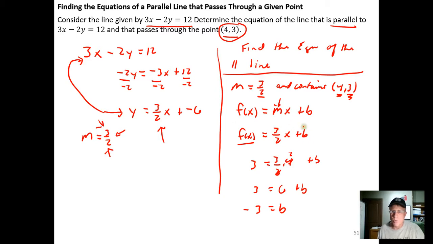Then we update our equation. Here it had the slope, but we didn't know the y-intercept. Now I know both the slope and the y-intercept, so we know that f of x equals 3 halves of x plus negative 3, or 3 halves of x minus 3, is a line that is parallel to the original line and that passes through the point 4, 3.